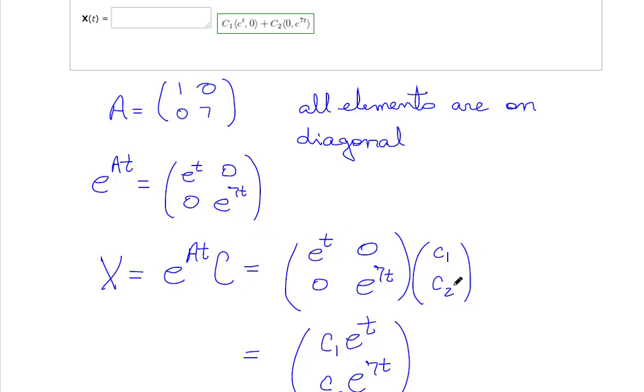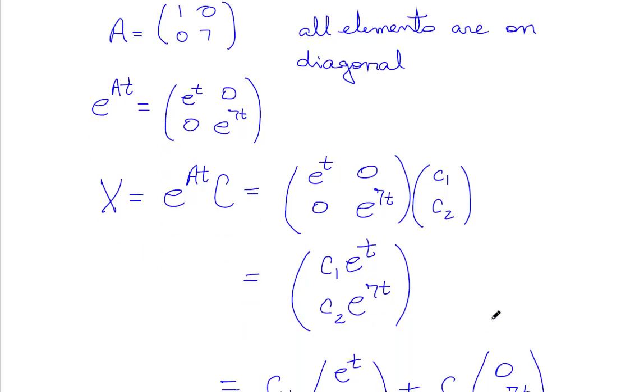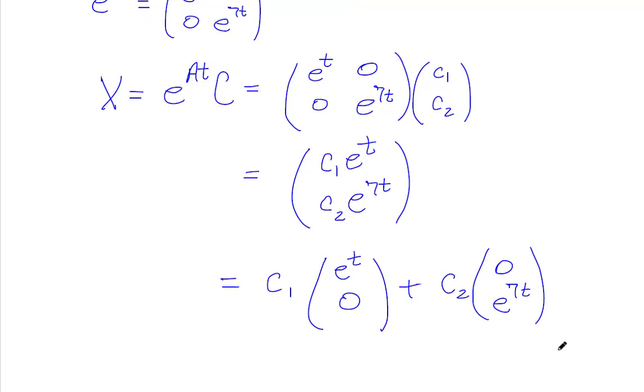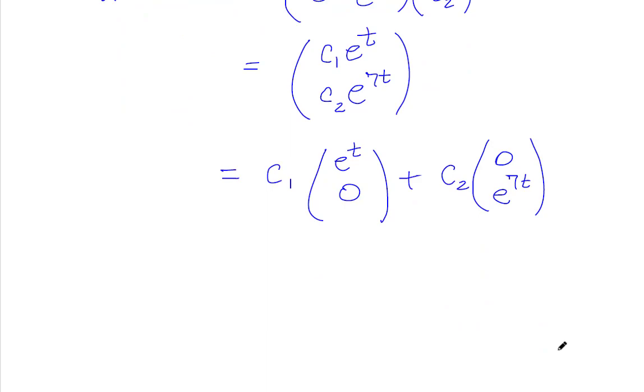So the constant is C1, C2, and if we grind through the multiplication, alright, so I get C1 e to the t, and I get a C2 e to the 7t. But I can split this as C1 times e to the t and 0, and then C2 times 0 and e to the 7t, to explicitly write out what is the solution for that particular system.